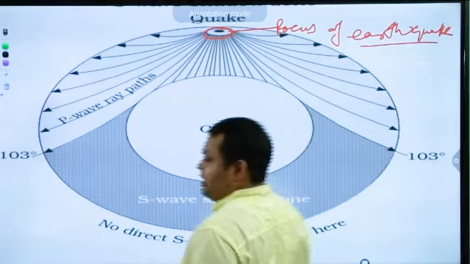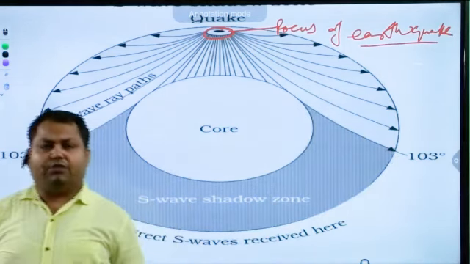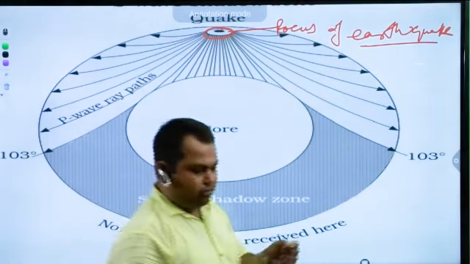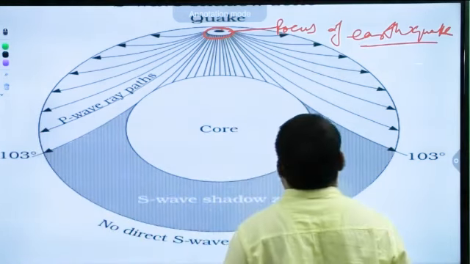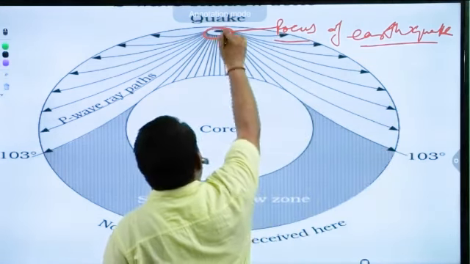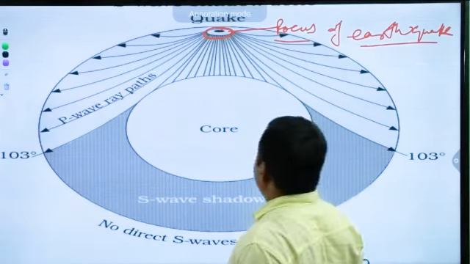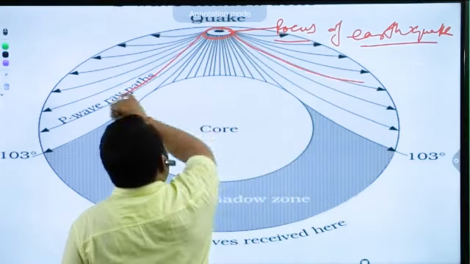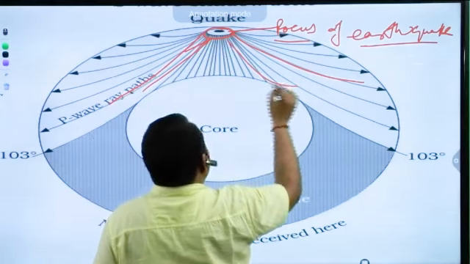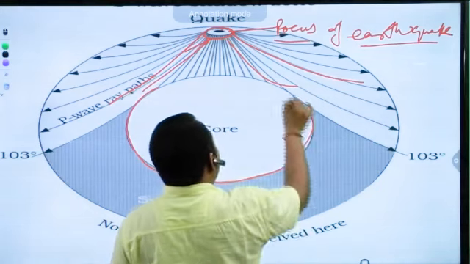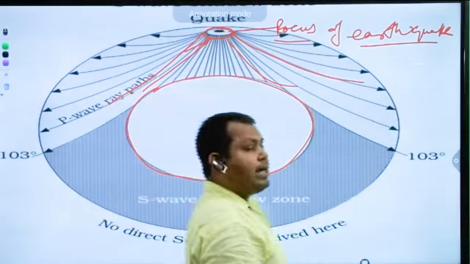What is the focus of earthquake? Focus of earthquake is a point where P, S, L waves are produced. Focus is a point where P, S, L waves are produced, right? And S waves start moving in multiple directions, in every direction, but when they start interacting with the outer core, these S waves are absorbed.